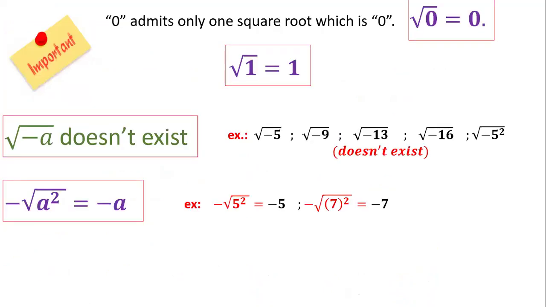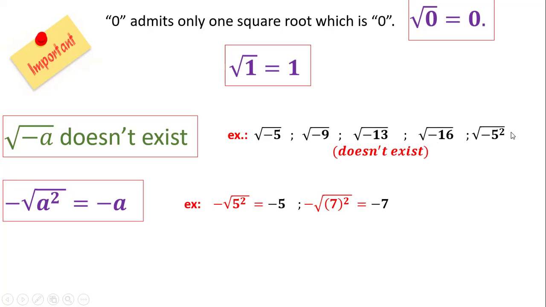We have important rules. Radical 0 always gives me 0. It has only one square root. Radical 1 is equal to 1. A radical of a negative number: when the radicand inside is negative, this radical does not exist. For example, radical negative 5 does not exist. Radical minus 9, a negative. Radical minus 13 is negative. Radical minus 16, this is negative.